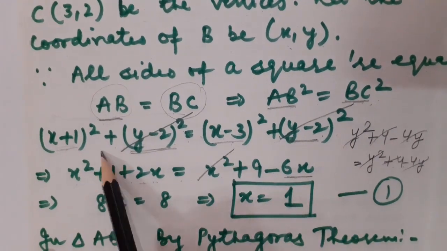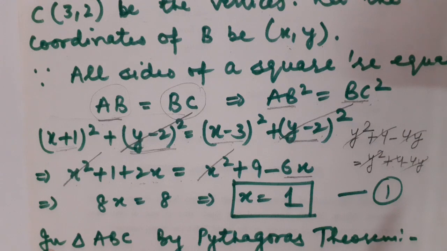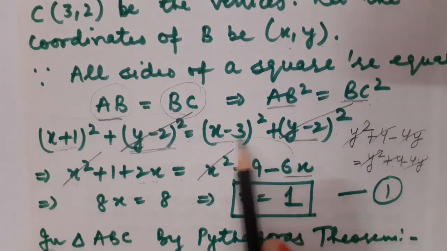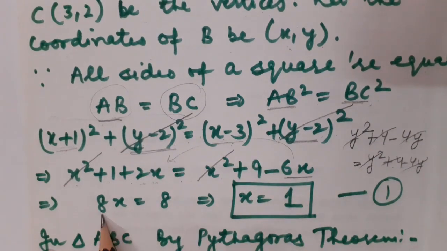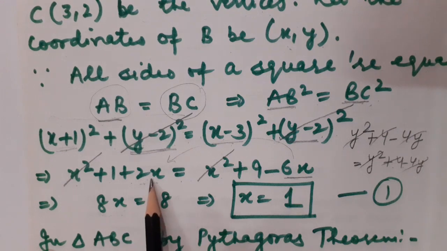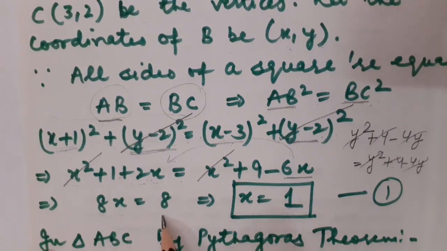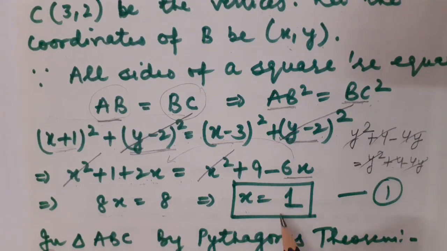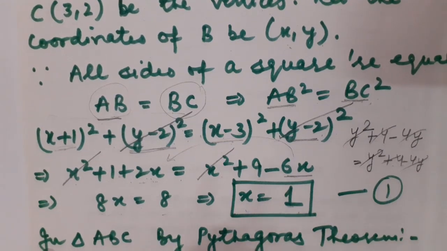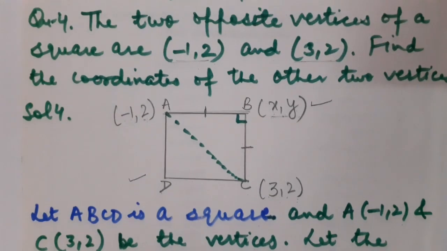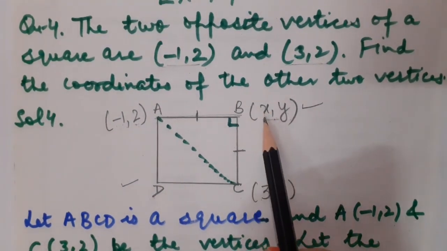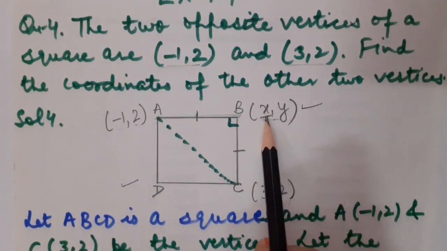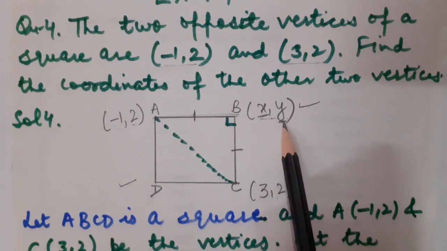Now here also x square and x square are going to be cancelled. This minus 6x is coming on the left hand side. You will be getting 8x, because 2x is also with positive sign, is equal to 9 minus 1, that is 8. So what is the value of x? x is equal to 1. This means I have come to know the abscissa of the vertex B. Correct. Now I have to calculate its ordinate.